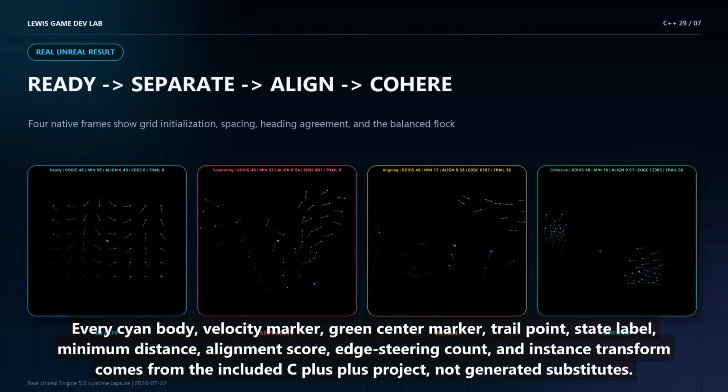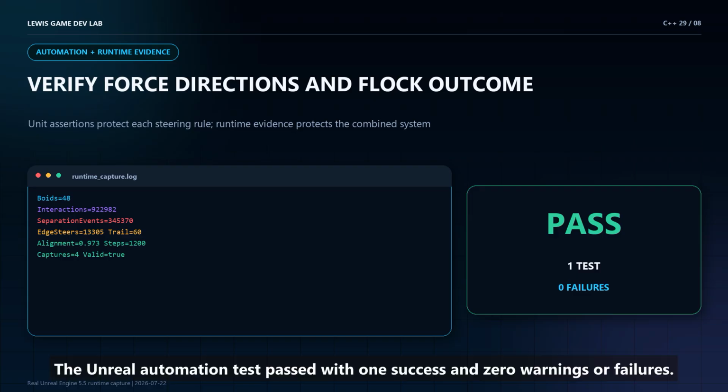Every cyan body, velocity marker, green center marker, trail point, state label, minimum distance, alignment score, edge steering count, and instance transform comes from the included C++ project, not generated substitutes. The Unreal automation test passed with 1 success and 0 warnings or failures.